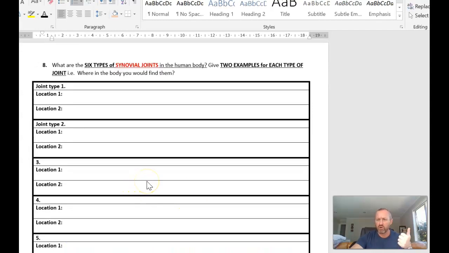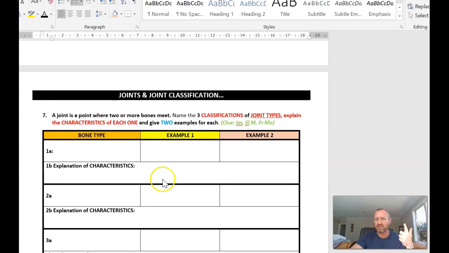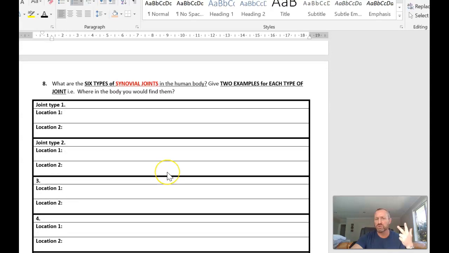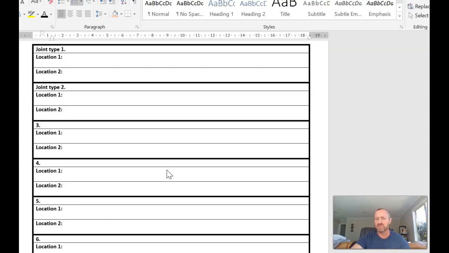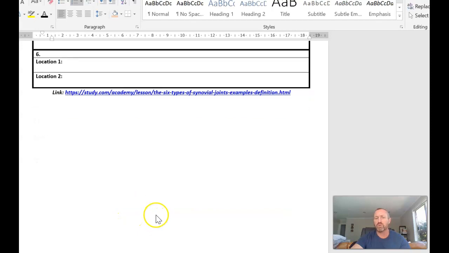Moving on, so far I've gone over the bones, I've gone over the skeleton and the view of the skeleton, and we've looked at the classification of joint types, and we're moving on. So one of those joint types is a synovial joint, which is split into 6 different types and different locations. So 6 types of joint, but they're in different locations. So this is what this question here is about, and this is what this link will help you with.